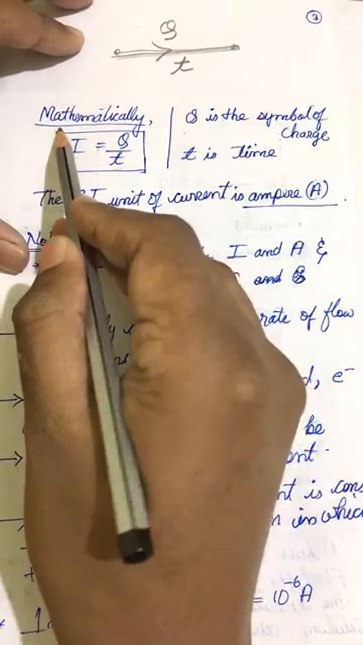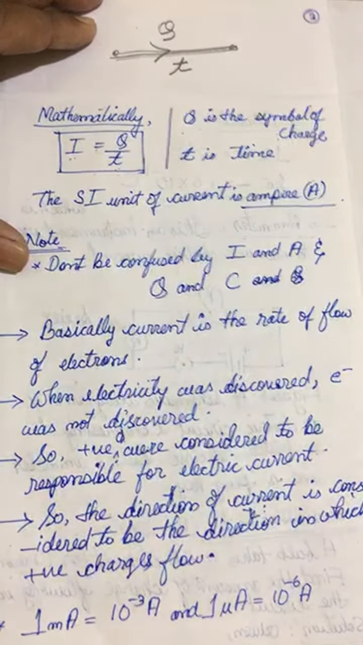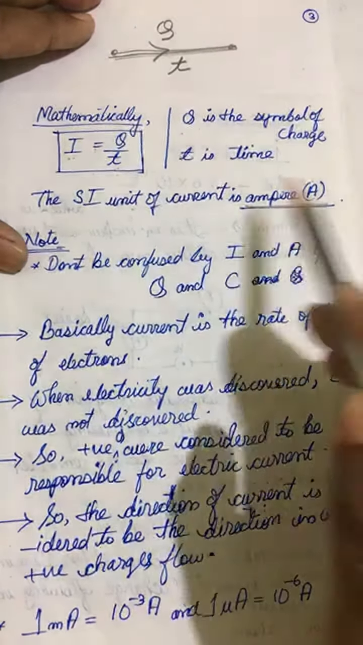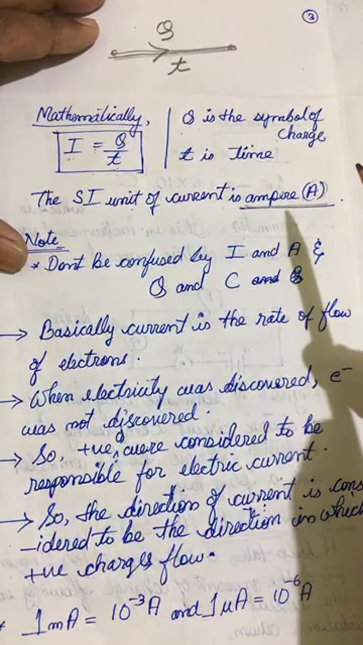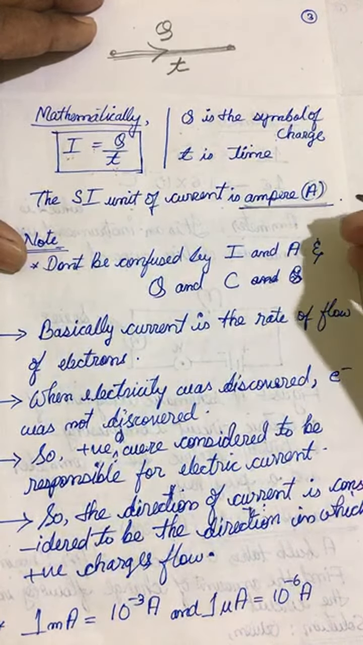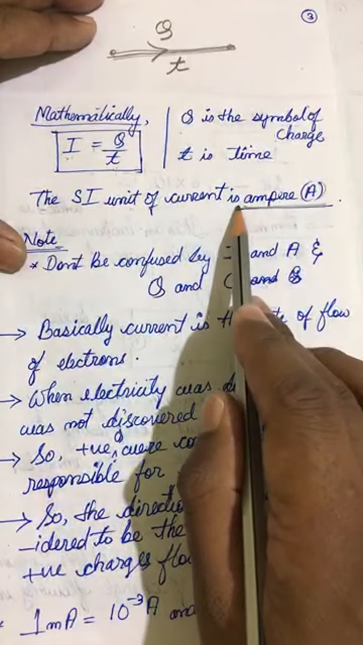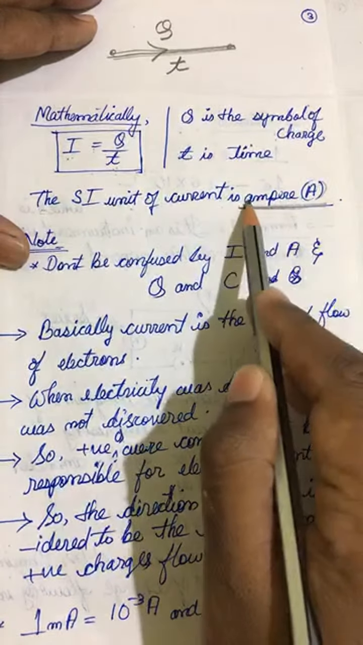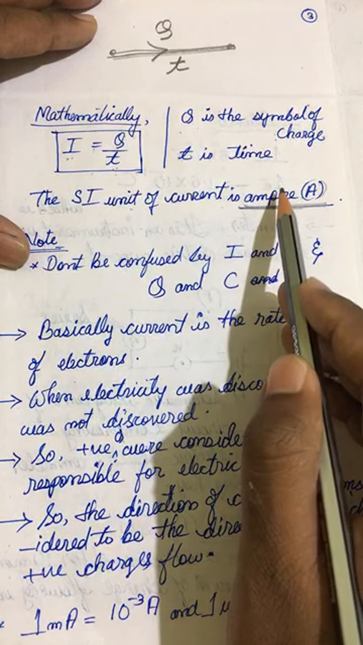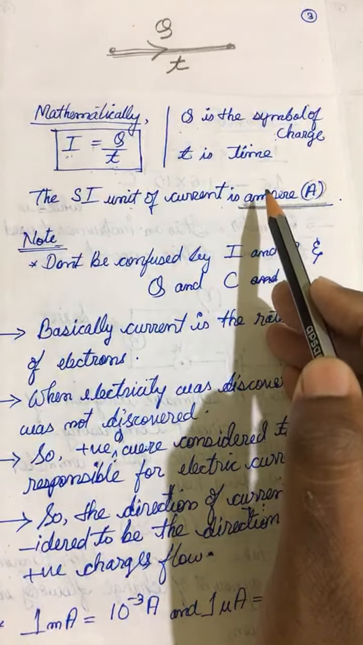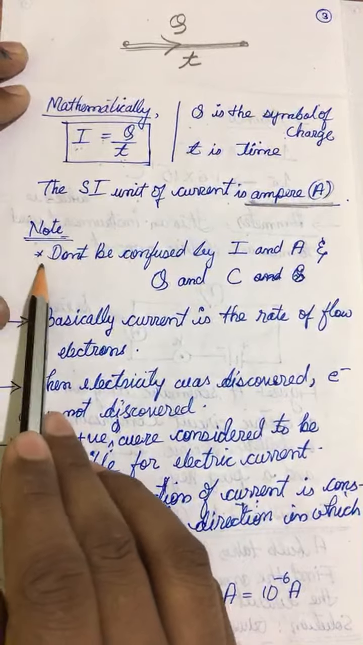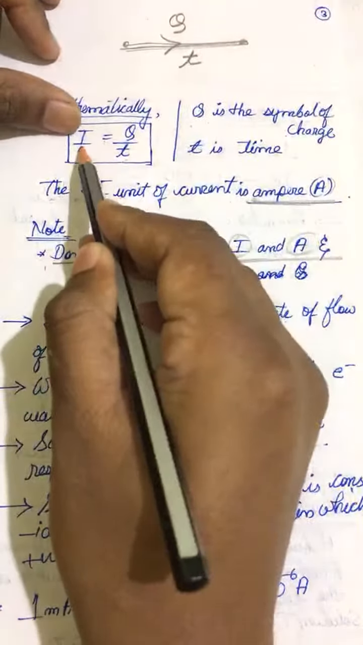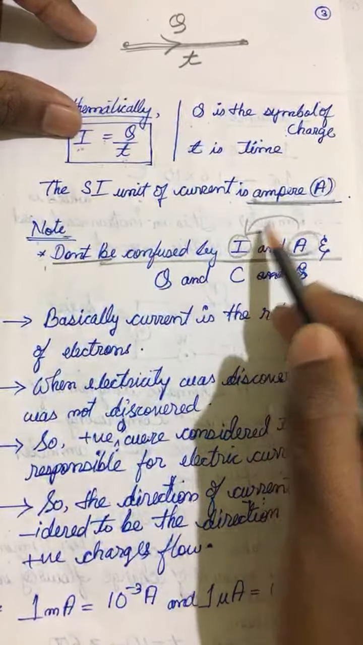As we can measure current, there needs to be a unit for it. The SI unit of current is ampere, and its symbol is A. For example, kilogram is a unit of mass and its short form is kg. Similarly, the SI unit of current is ampere and its short form is capital A. A unit named after a scientist is written in full with a small letter. Now note, don't be confused by the terms I and A. I is current and A is the unit used to measure current.